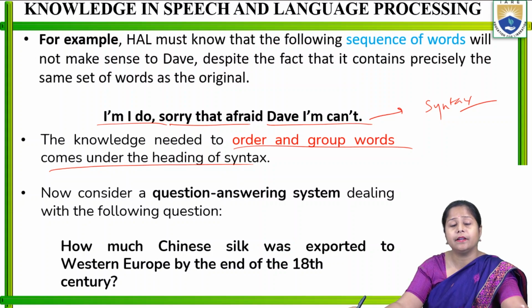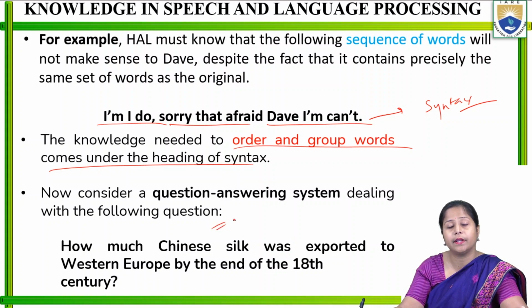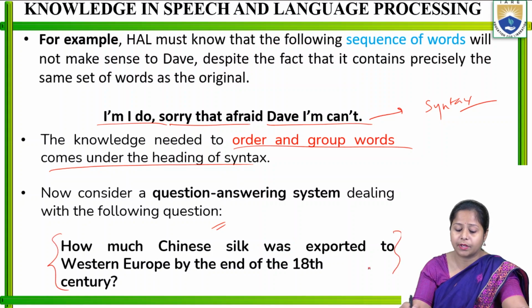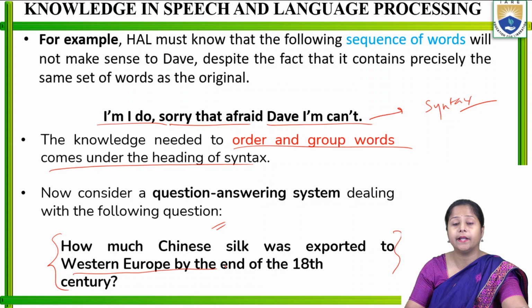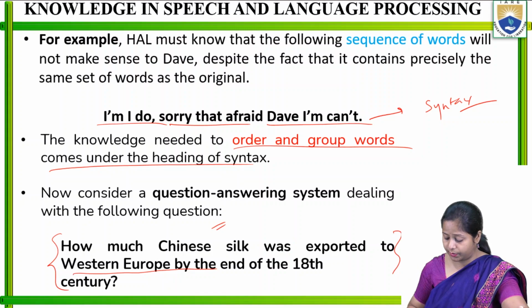Now consider a question answering system dealing with the following question. Suppose the sentence we have taken is: how much Chinese silk was exported to Western Europe by the end of the 18th century. The system is asking how much Chinese silk was exported when Europe came into the picture by the end of the 18th century.